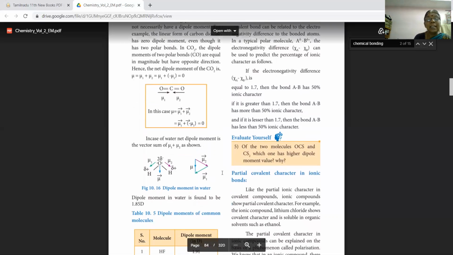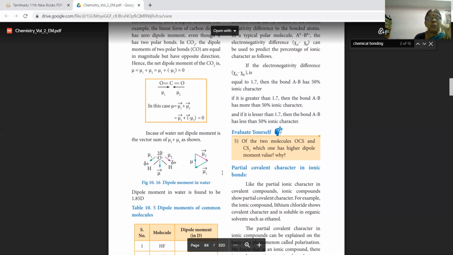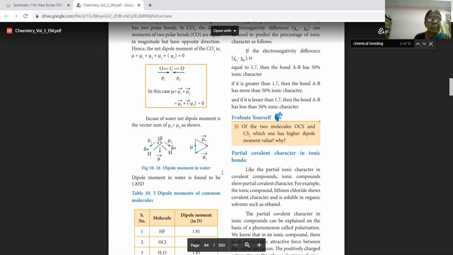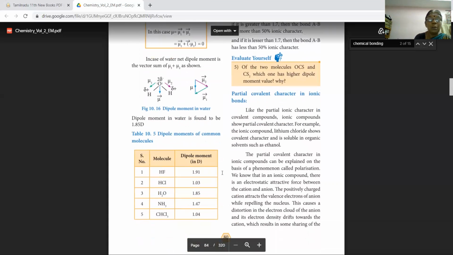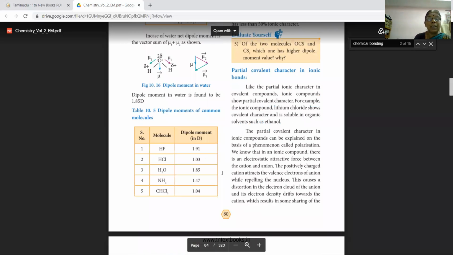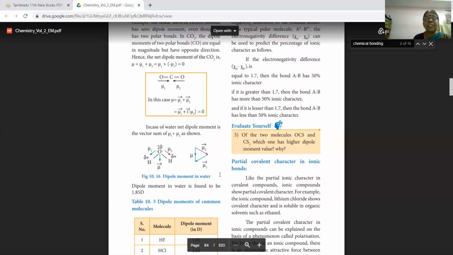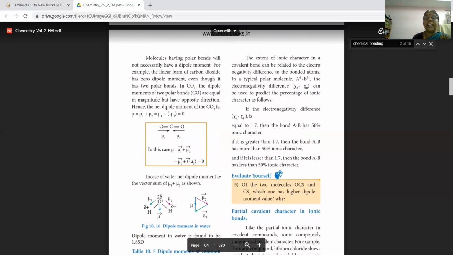In the case of water, the net dipole moment is the vector sum of mu1 plus mu2, as given in the diagram. The dipole moment of water is found to be 1.85 D. Here some of the dipole moments of common molecules are given. For HF it is 1.91, HCl 1.03, water 1.85, ammonia 1.47, and CHCl3, that is chloroform, 1.01. Next, the extent of ionic character in a covalent bond can be related to the electronegativity difference of the bonded atoms.